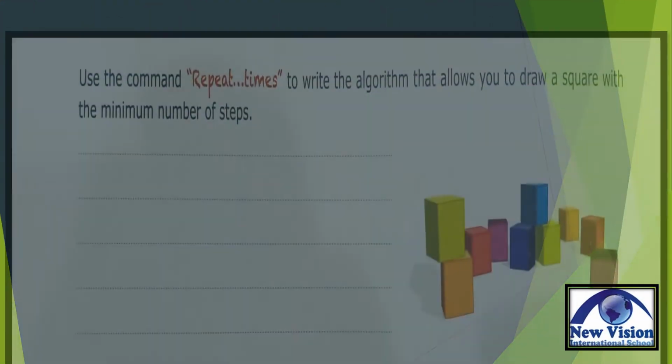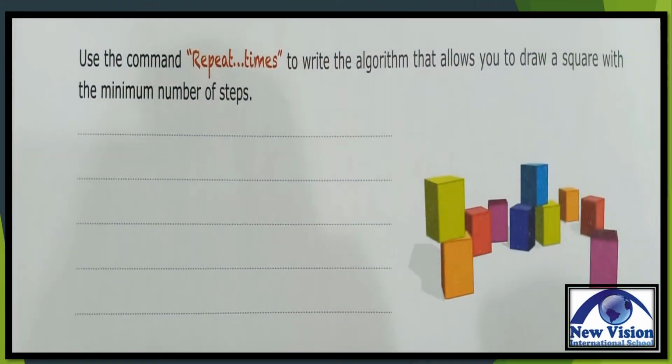In exercise number 1, we used 9 steps in order to draw a square. But this time, we are going to use the command repeat times in order to write the algorithm that allows us to draw a square with the minimum number of steps.